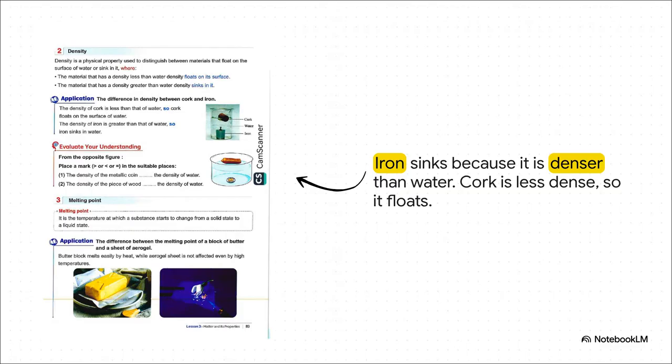And this is the perfect everyday example. Iron is way more dense than water, so it just sinks. No surprise there. But cork, with all that air trapped inside it, is way less dense than water, so it floats right on top. Simple, right? It's a basic principle that you see in action all the time.